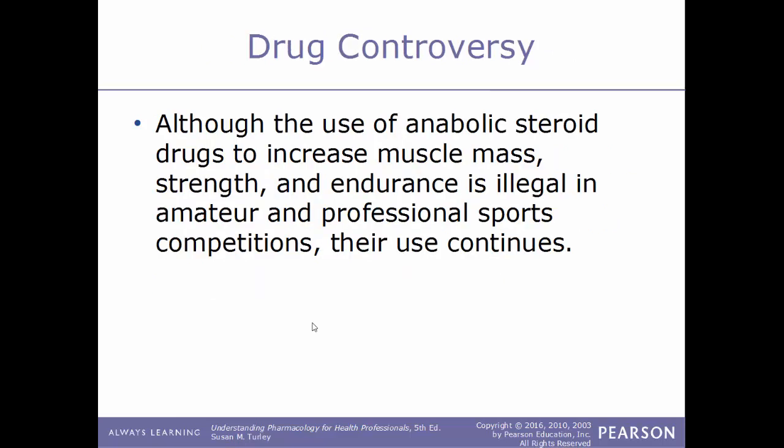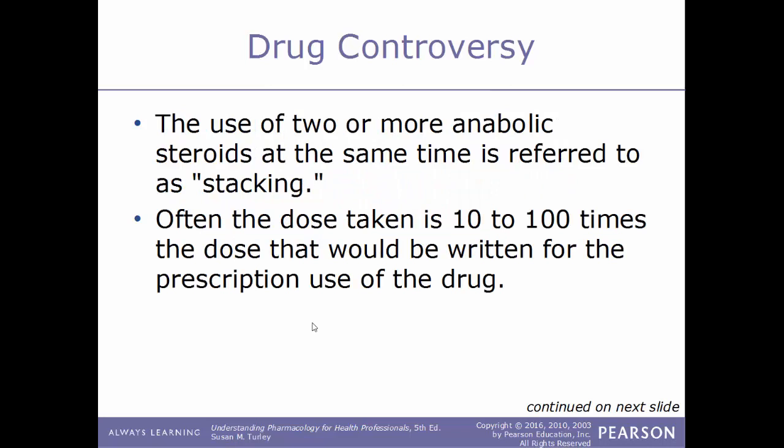Now we'll talk about a drug controversy when it comes to this kind of drug. So although the use of anabolic steroid drugs to increase muscle mass and strength and endurance is illegal in amateur and professional sports, their use still continues. Now the use of 2 or more anabolic steroids at the same time is referred to as stacking. Now often a dose that's taken is 10 to 100 times the dose that would be written for the prescription use of the drug.